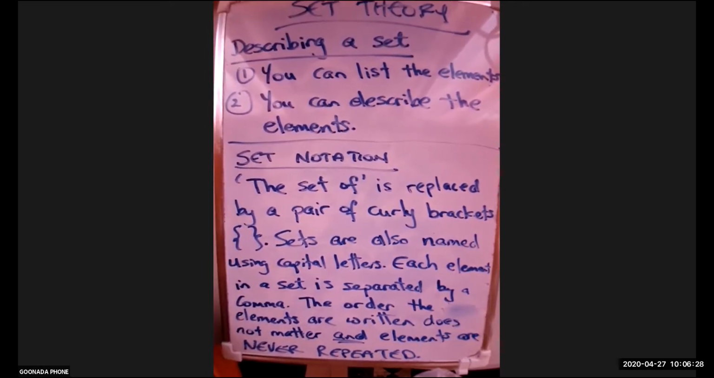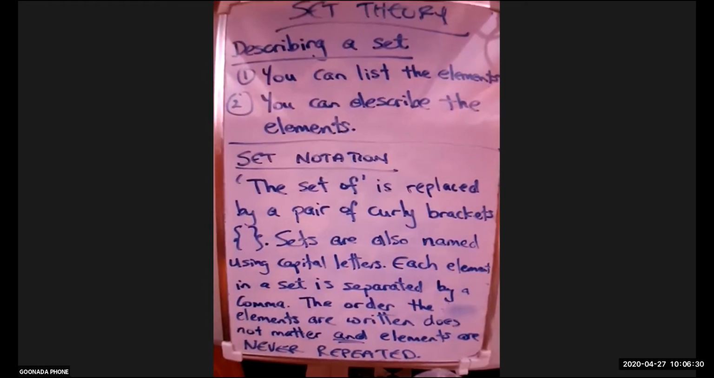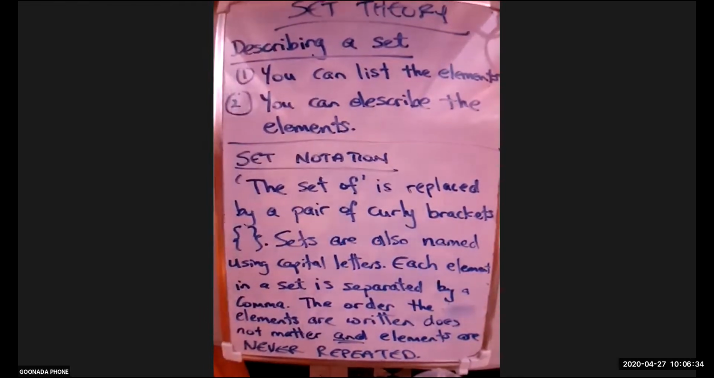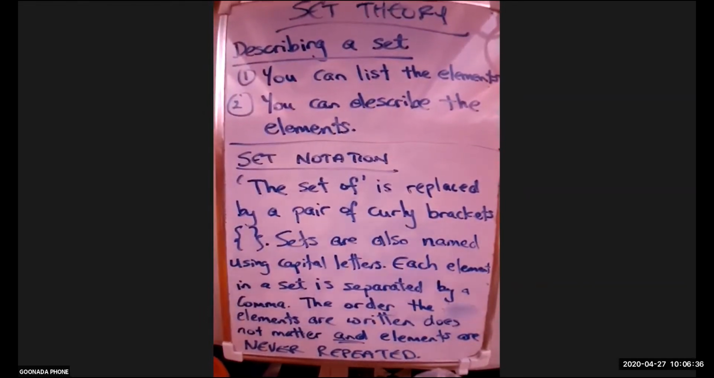Okay, so let me just explain quickly what this means, right? So the topic we are doing today is set theory. There are two ways you can describe a set. First, you can list the elements of the set, and secondly, you can describe the elements of the set. Now, before you get into set theory, you actually have to understand what is set notation. Before we go into set notation, let me just simply try to explain what a set is to you all.